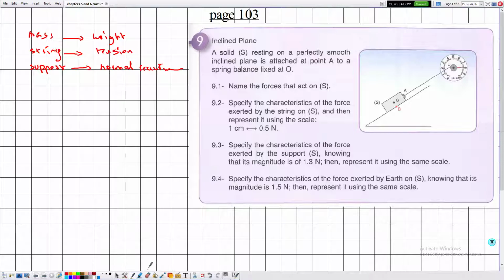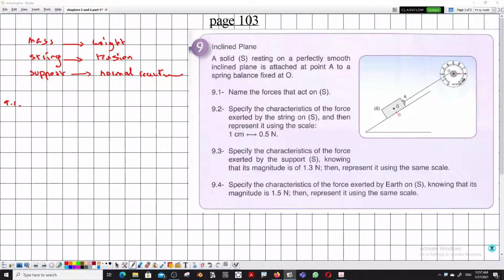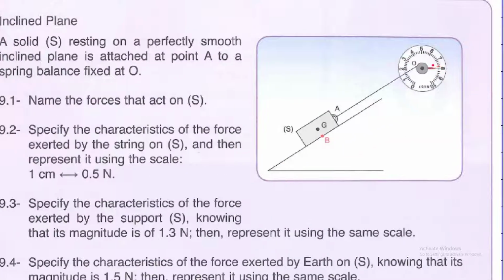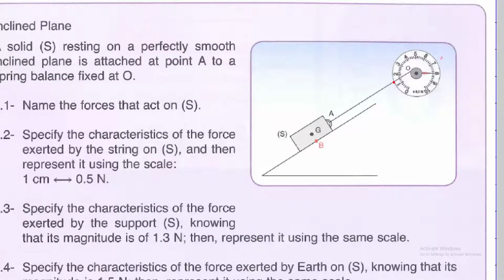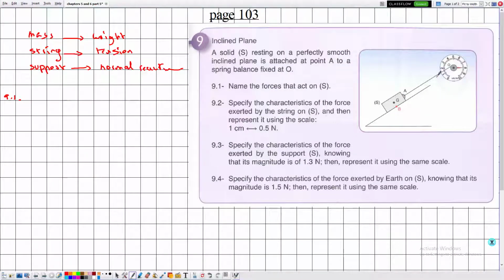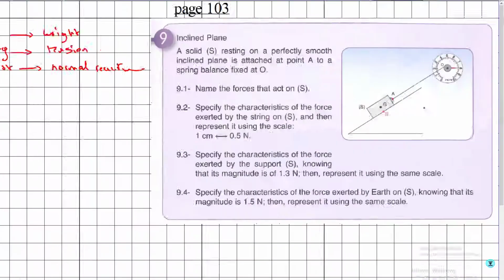Okay, so now in 9.1, let me first read the given. Inclined plane. A solid S is resting on a perfectly smooth inclined plane, is attached at point A to a spring balance fixed at O. So this is the spring balance. Recall that the spring balance measures the magnitude of the force. So here the spring balance is measuring the force in the string. Now okay, so the string is in contact with the solid at the point A.